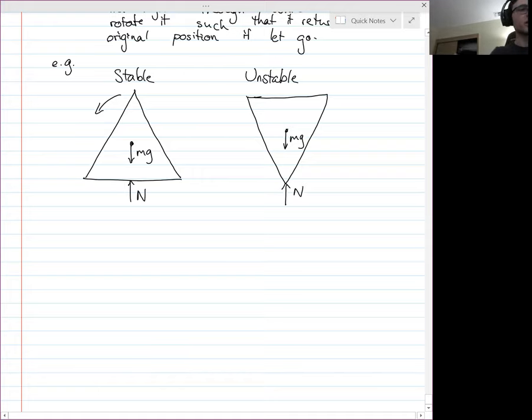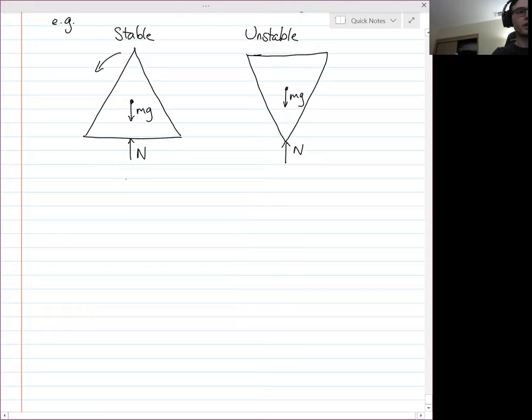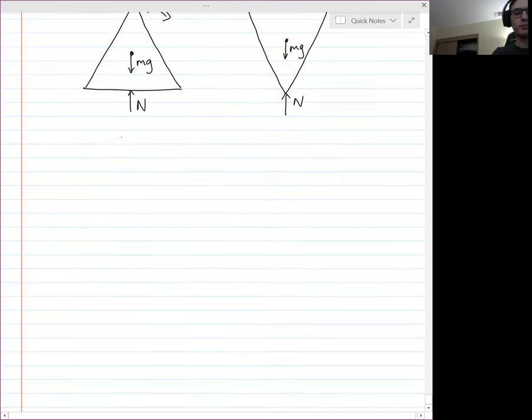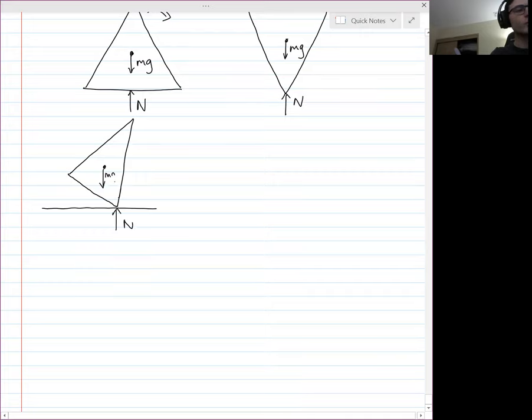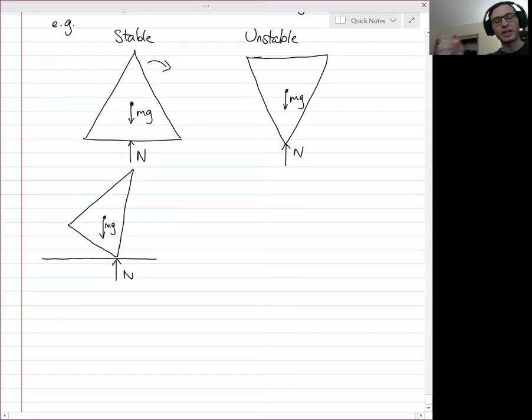In this case, in the case on the left, if we tilted it to the right, just so that my drawing is consistent, we only have one point of contact, and our normal force still points down. But look at the direction of the torque applied by that normal force.